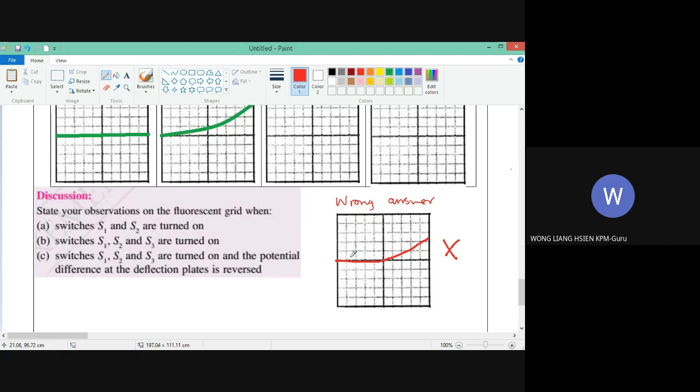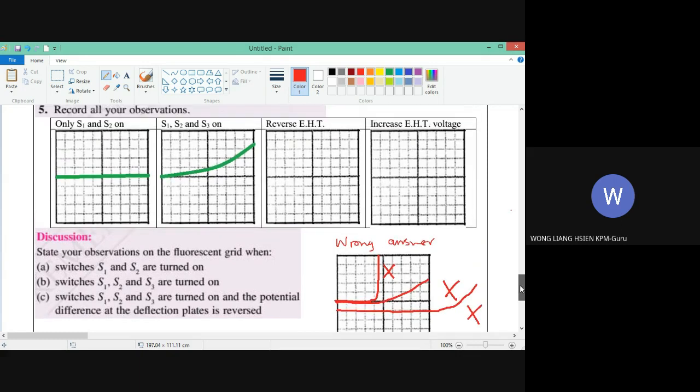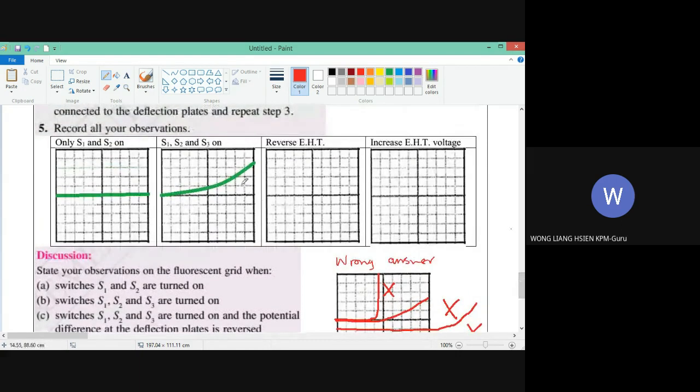Another one: if it goes straight and then suddenly bends sharply up like this, this one is also wrong. Or if it goes straight over and only then slowly bends up like this, also wrong. Okay, get the idea. It's very simple. You just think logically. Those lines that are not logical definitely cannot be accepted. Okay, understand? So like this is logical.